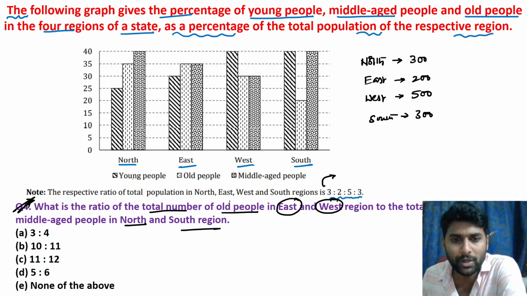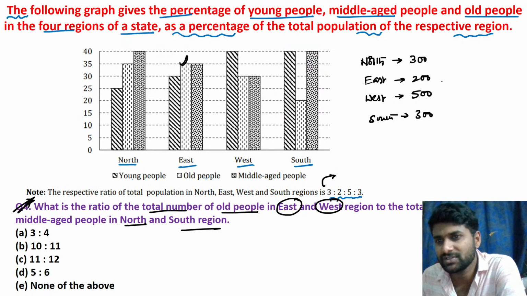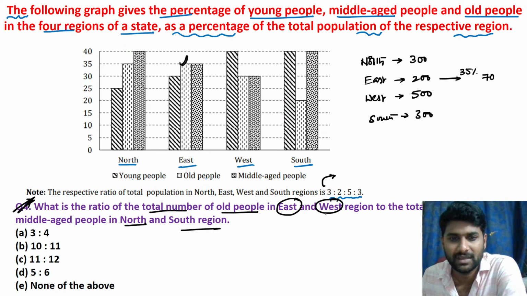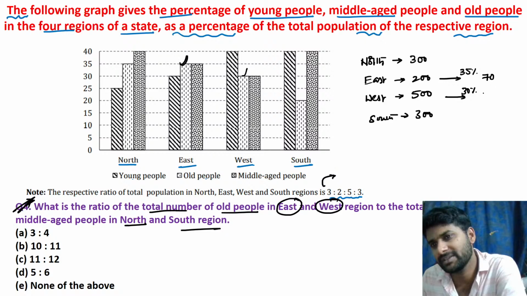So you have to pick old people from east. Old people from east is exactly equal to 35 percent. 35 percent of 200 is exactly equal to 70 members. And old people from west region, again it is a value of 30 percent. So 30 percent of 400 becomes exactly equal to 150. So the sum of these two values is exactly equal to 220 members.